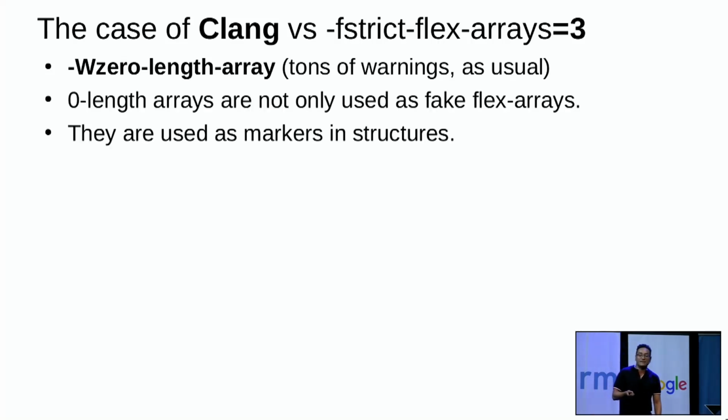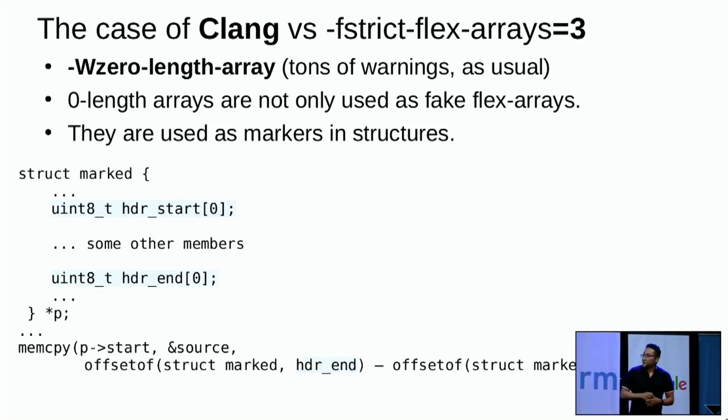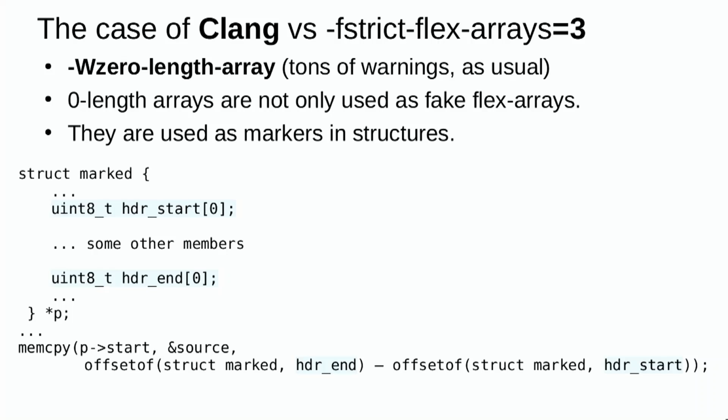And the reason for that is that zero length arrays are not only used in the kernel as variable length objects. People also use them as markers in structures. So this is an example. Here we have struct marked, and struct marked contains a couple of members, header start and header end. And the reason for that is because developers are defining an area.